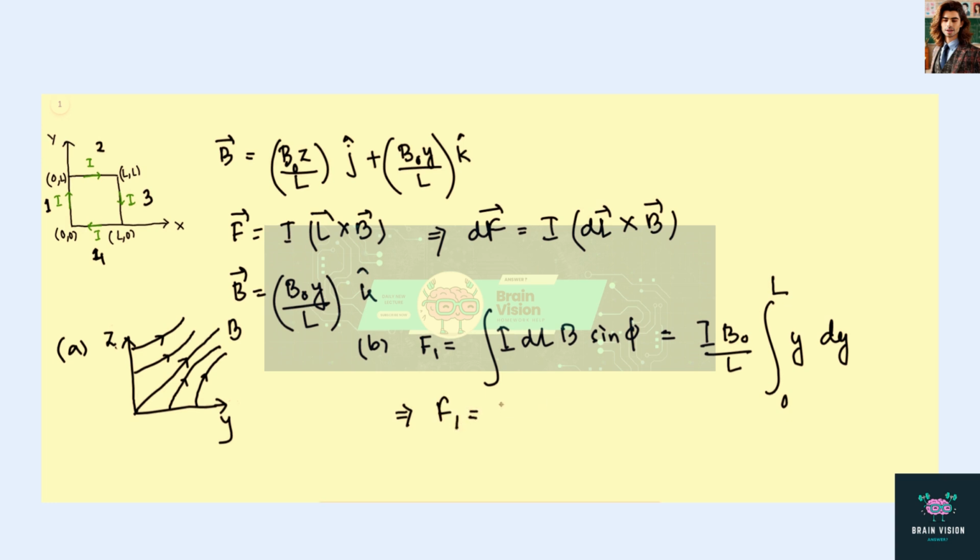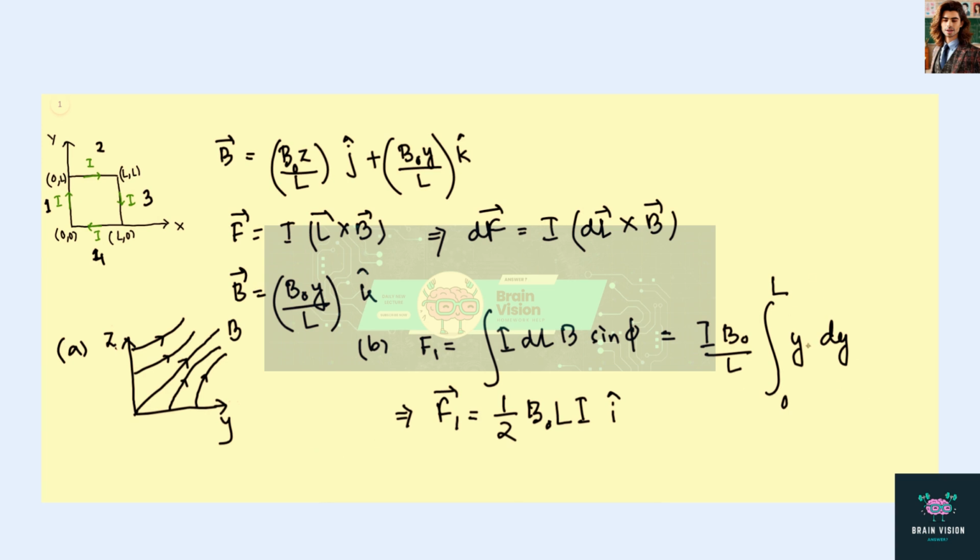F1 is equal to half times B naught over L times I, and we apply the right hand rule, so that gives the force towards the right, or towards the positive x-axis. So this is the force for the first segment.